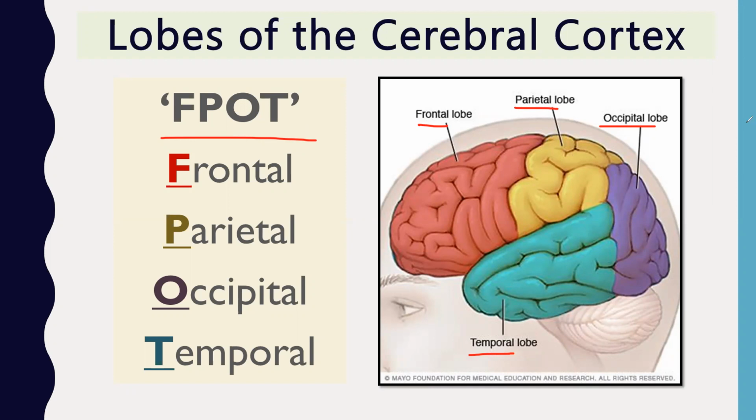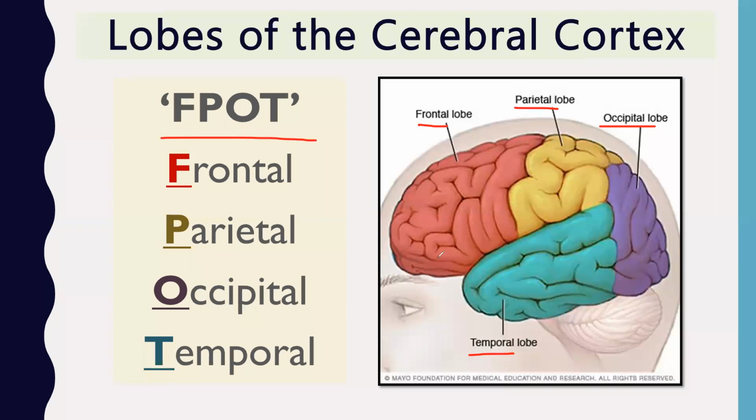The occipital lobe is at the back of your head. So if you feel the back of your head, that's where your occipital lobe would be located. And your temporal lobe is located on either side of your head, above and around each of your ears. So obviously, if you feel above and around each of your ears, that is the region where you would have your temporal lobe.